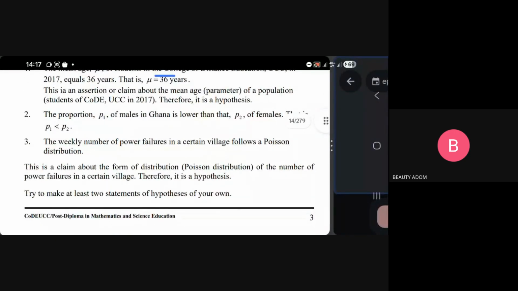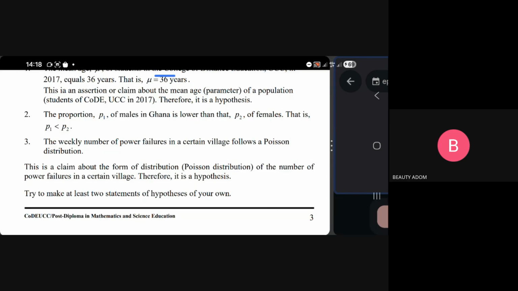Or we can look at some male and female issues in Ghana, whereby I have the proportion of male Ghanaians to be P1, and I say that male Ghanaians are lower than female Ghanaians. So maybe I can even use mathematics to say that male mathematics students in Ghana are higher than female mathematics students. If that is the case, then I'm going to get P1 greater than P2. Let's assume I'm using P1 to represent the male, P2 for the female, then I'm going to get P1 greater than P2, or P2 less than P1.